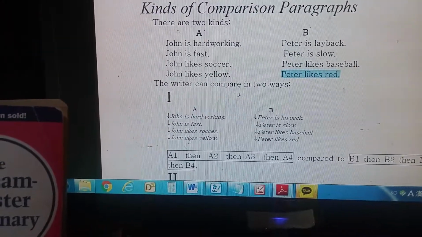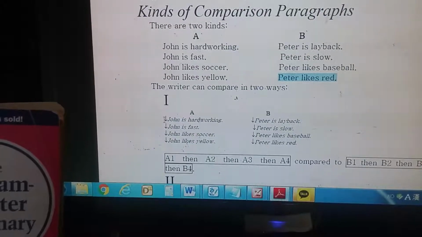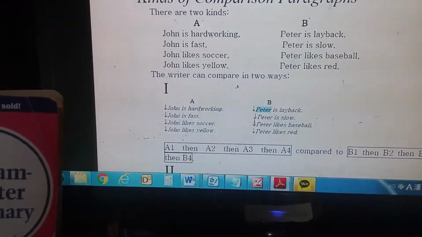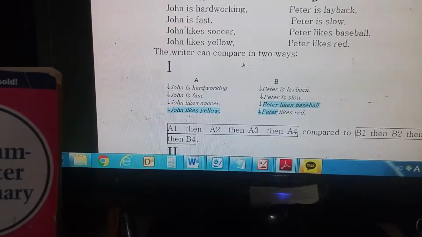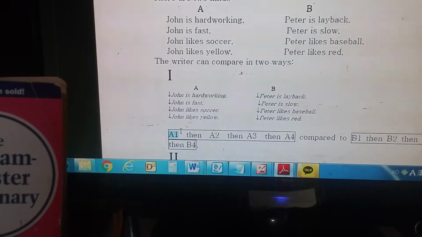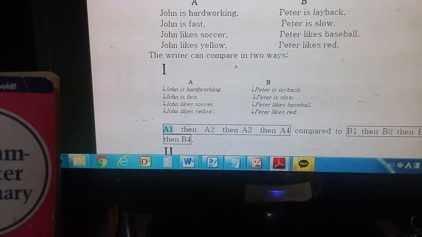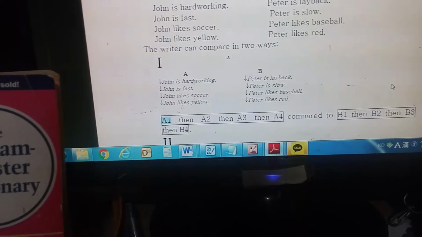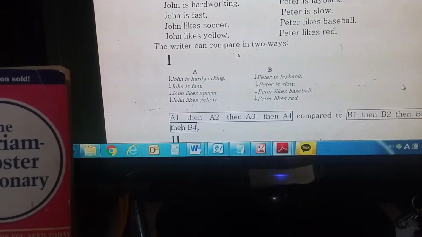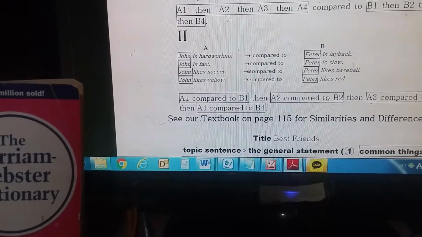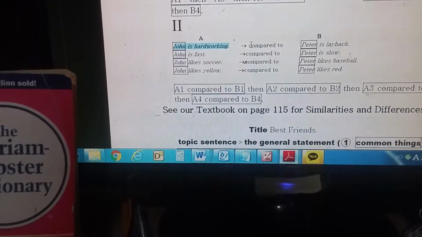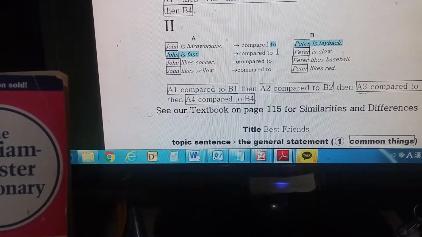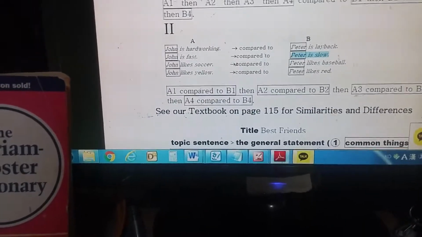The writer can compare in two ways. You can say, first you can do all of John, and then go over to Peter. Or you can go in a zigzag form. What I'm saying is you can do A1, A2, A3, and A4, and compare it to B1, then B2, then B3, then B4. But look at the second pattern. Second pattern, you like zigzag. John is hardworking. Compare to Peter, who is layback. John is fast. Compared to Peter, who is slow. And so you go zigzag, zigzag.